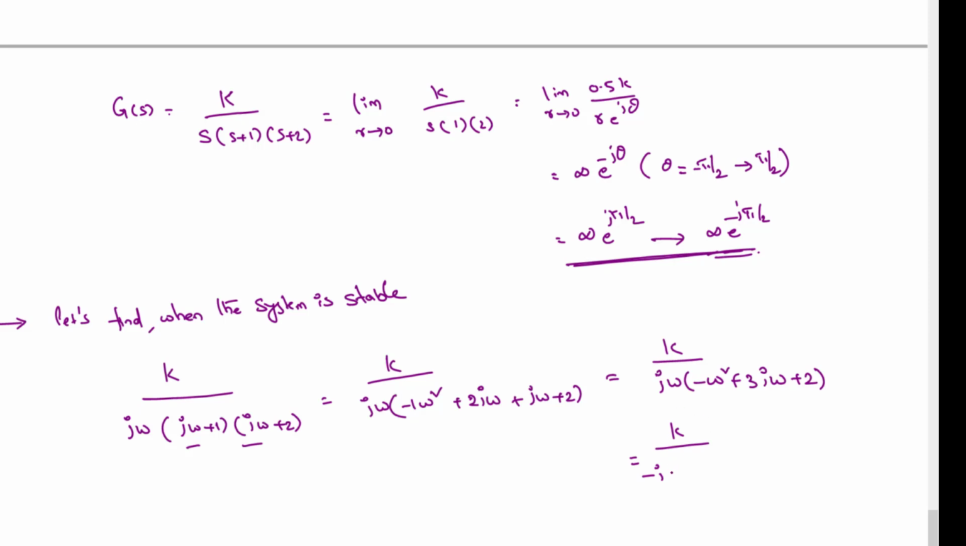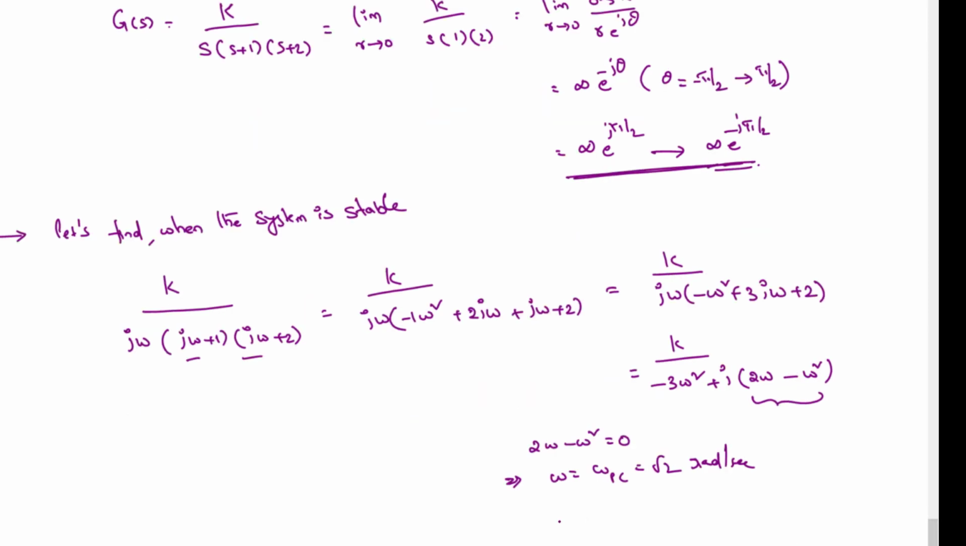Okay, so from calculations what I get is k by minus 3 omega square plus j into (2 omega minus omega cube). So I want to make this 2 omega minus omega cube equal to 0. When I make it equal to 0, the imaginary part is 0 and the real part remains, right? So omega is equal to omega PC, that is the phase crossover frequency, equal to root 2. So substituting root 2 in k by minus 3 into root 2 whole square, wherever the real part we have left, that's what I'm substituting. I'll get minus k by 6.